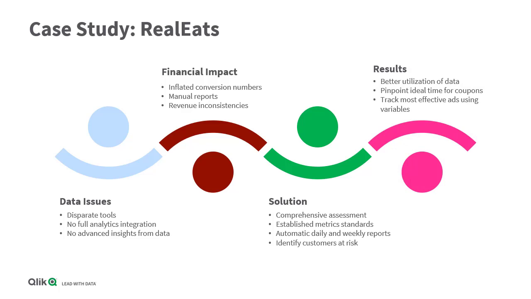They have a better utilization of the marketing data to make efficient decisions on what is working well and what isn't. Using that data, they can pinpoint the ideal time for marketing activities such as coupons. The data can also help them understand what the most effective ads are, using variables to track them.